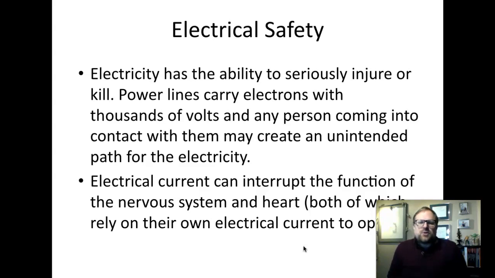120 volts can be dangerous. 10,000 volts can be very, very dangerous and life-threatening. Electrical current can interrupt the function of nervous systems, your heart, both of which rely on electrical current to operate. There's actually little changes in charges that run down your nerves to certain spots that makes things happen. And if we disrupt that, you can stop your heart. You can mess up your nervous system in a big way, including your brain.